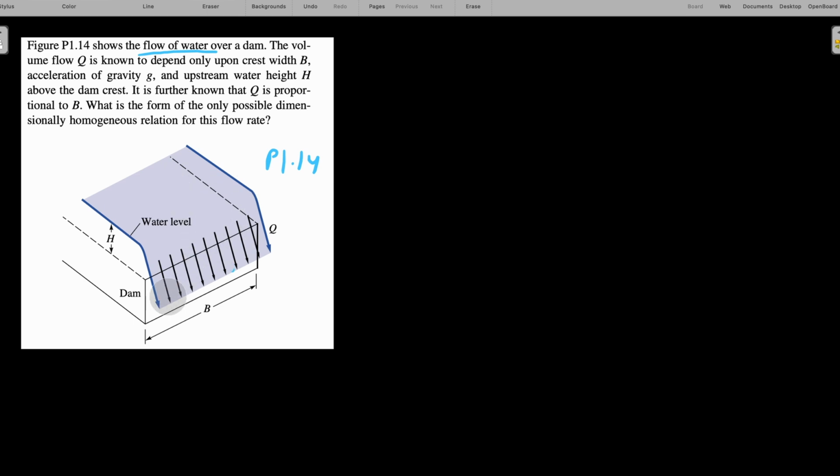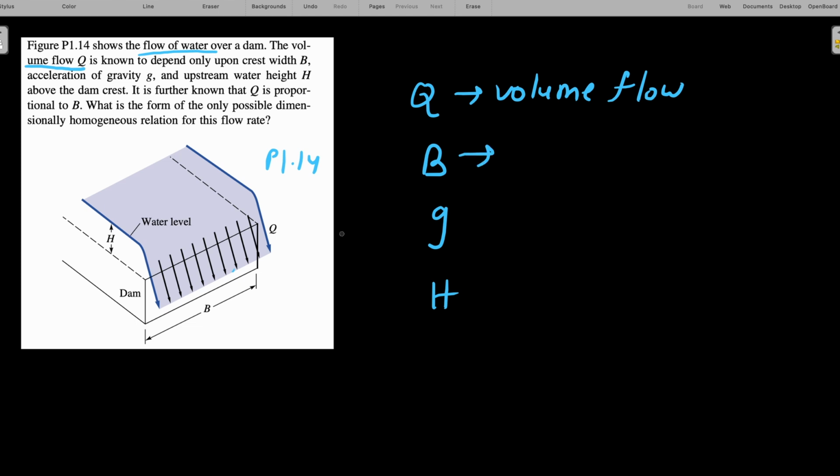So this is the water flow over a dam, and there is a quantity called Q here. Q is nothing but volume flow, and it depends on three factors: B, G, and H. Here B is crest width. There is a crest here, you can see. So this is called a crest in a dam, and they gave its width.